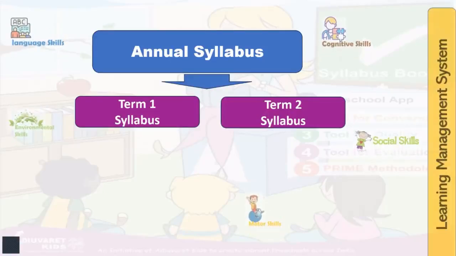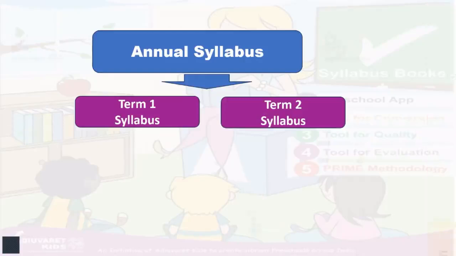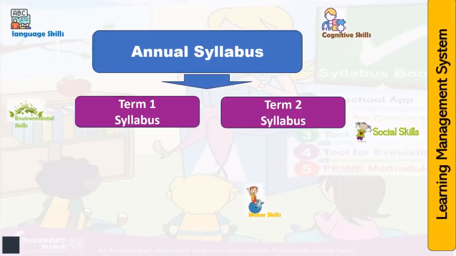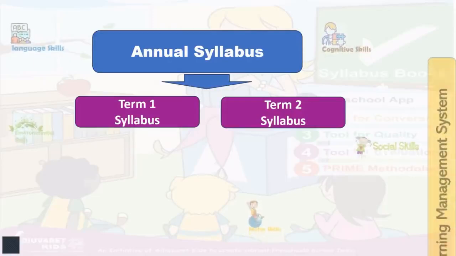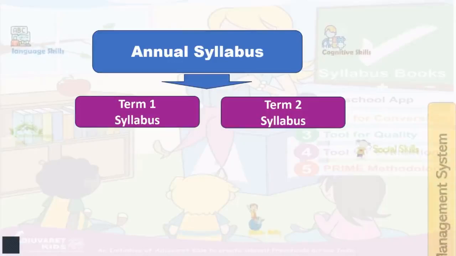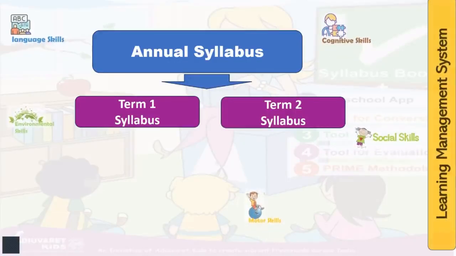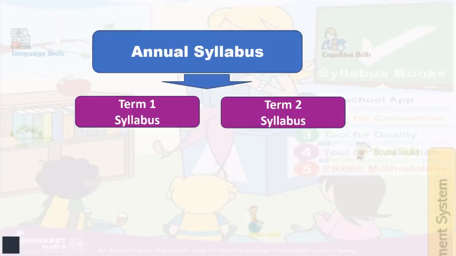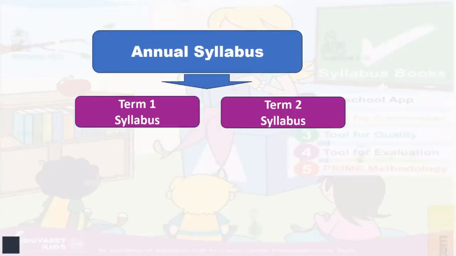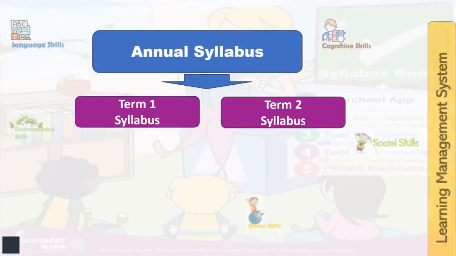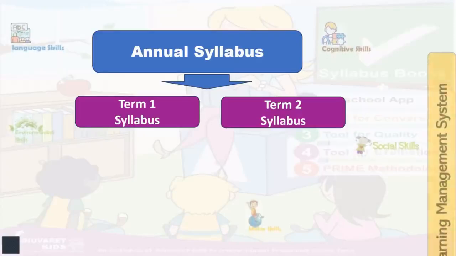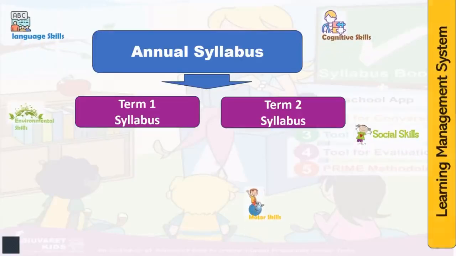Most preschools take two terms, so if we assume that a school follows a two-term based learning management system, then the whole annual syllabus will be divided into two parts. The first part will be the term 1 syllabus and the second part will be the term 2 syllabus. So the whole syllabus is divided equitably so that the term 1 and term 2 syllabus are defined quite well.